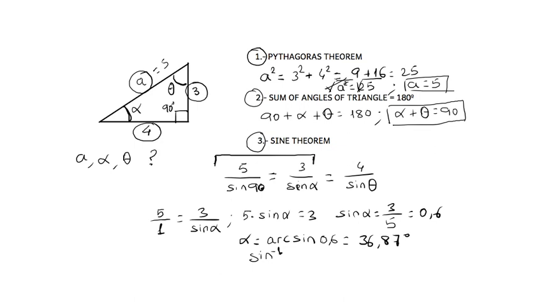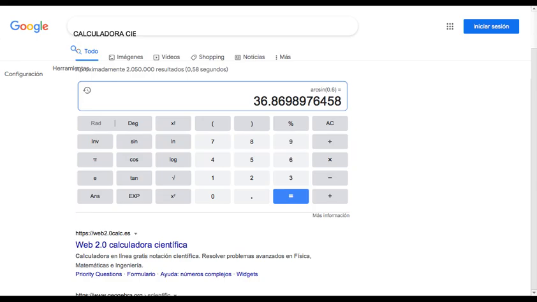We got alpha already, so now we need to find zeta. We can calculate zeta with this equation now, because we already have alpha. But maybe it's easier to go to the second law and say alpha plus zeta has to be 90. So zeta is 90 minus alpha. So this is equal, go to calculator, 90 minus alpha, 53.13.